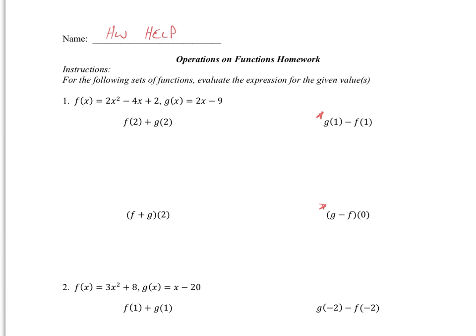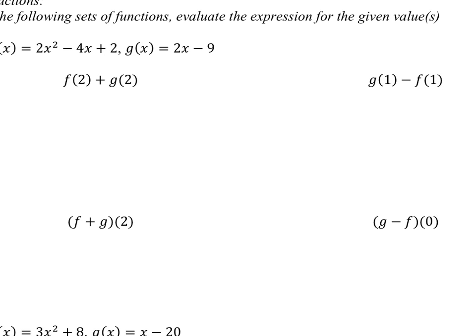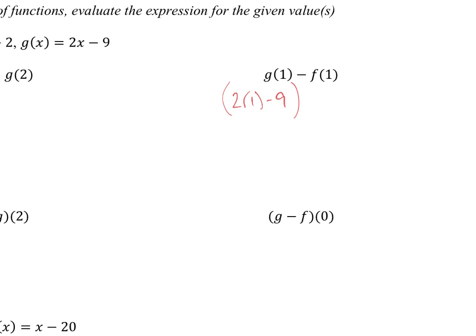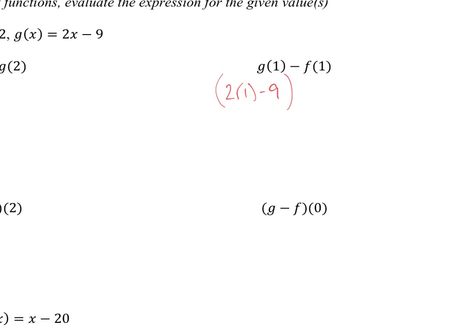So we will start with g of 1 minus f of 1. So g of x is 2x minus 9, which means that g of 1 is going to be 2 times 1 minus 9. And I'm going to put that in big parentheses because that's our g of 1. F of x is 2x squared minus 4x plus 2, so f of 1 will be 2 times 1 squared minus 4 times 1 plus 2.